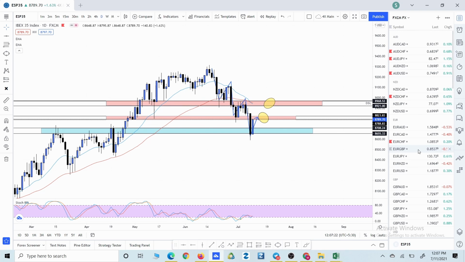So guys, these were the pairs I'm looking for trading opportunities in the coming week. Of course, if in the coming week any other trading opportunity pops up, then I might share that as well. So for now, this was the analysis, guys.